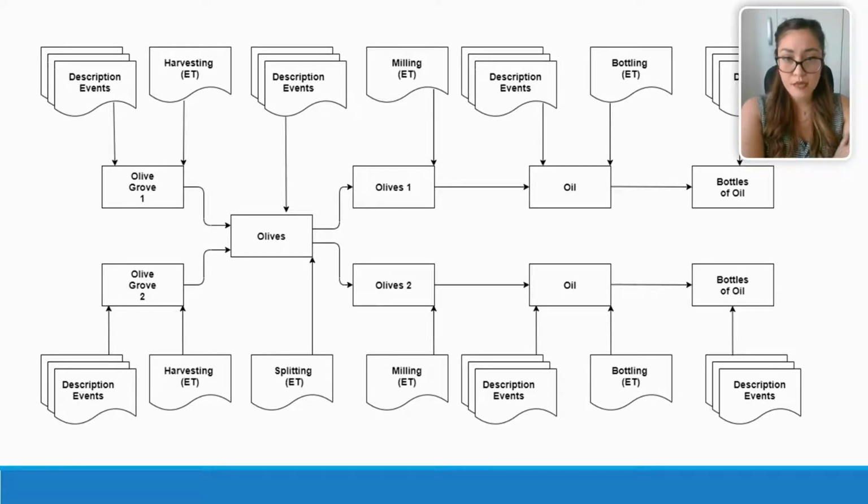So in the example shown, the olives come from two olive groves, 1 and 2, and once harvested with a single event, the harvest, they are divided into two lots, olive 1 and olive 2, immediately before milling, which takes place separately for the two lots. Consequently, they have no other associated description events.